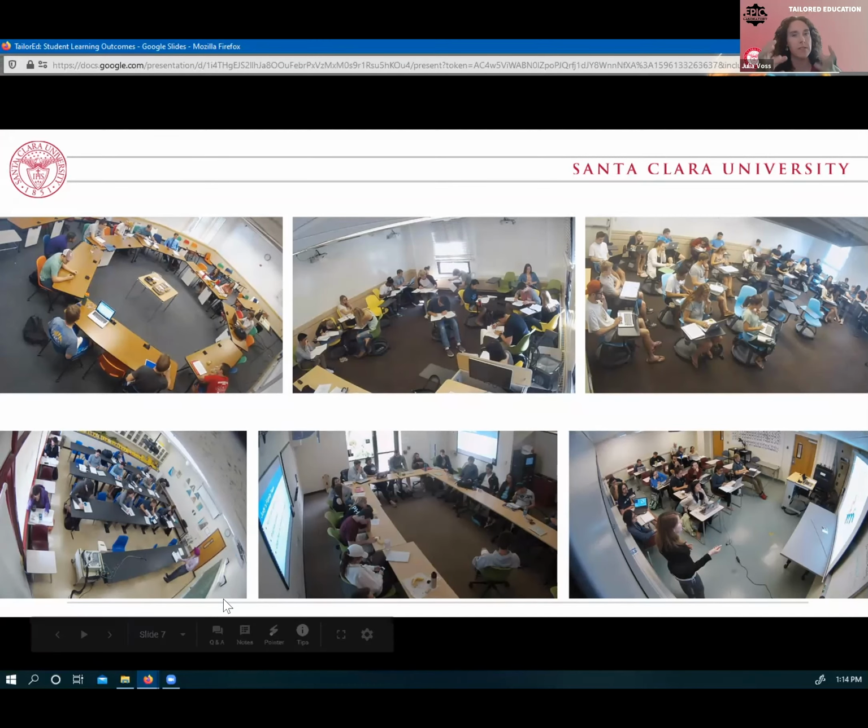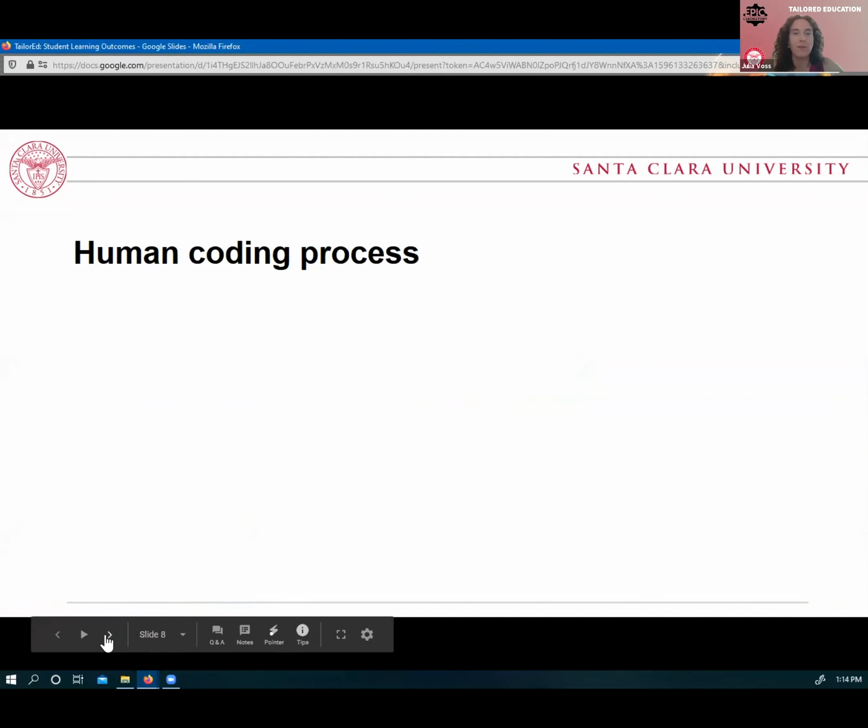And which gives us a maybe more realistic picture of what difference active learning classrooms as new building features actually do, separated from the aggressive faculty development that's usually attached to them because they cost so much money. So that's what we're focusing on here.